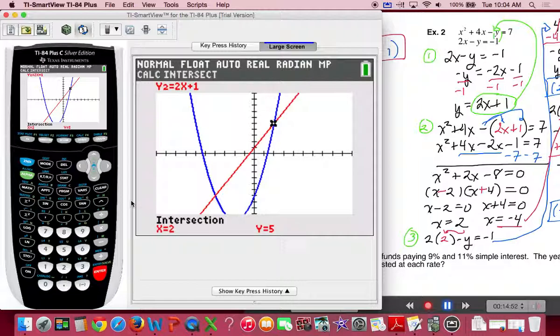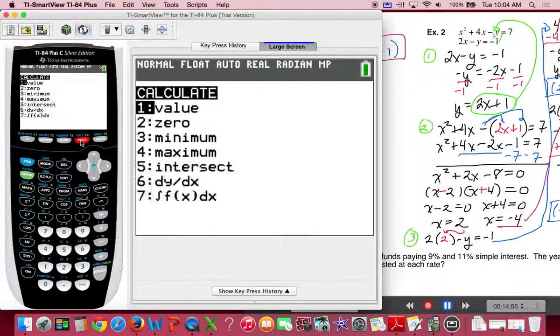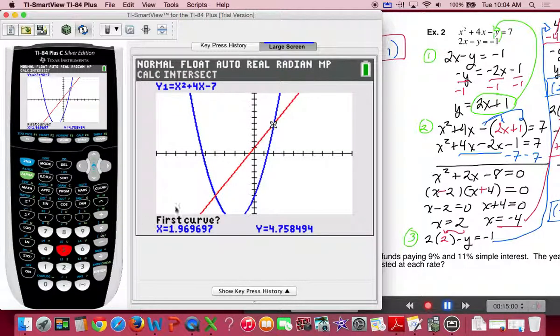So then when you find the second intersection, which is down here, when you go to second calc and you choose 5 for intersects, it's flashing up here where you were before. So you need to use your left key to get it to the other intersection. So it's going to move it along the parabola. So I'm just going to keep hitting left, left, left, left, left.